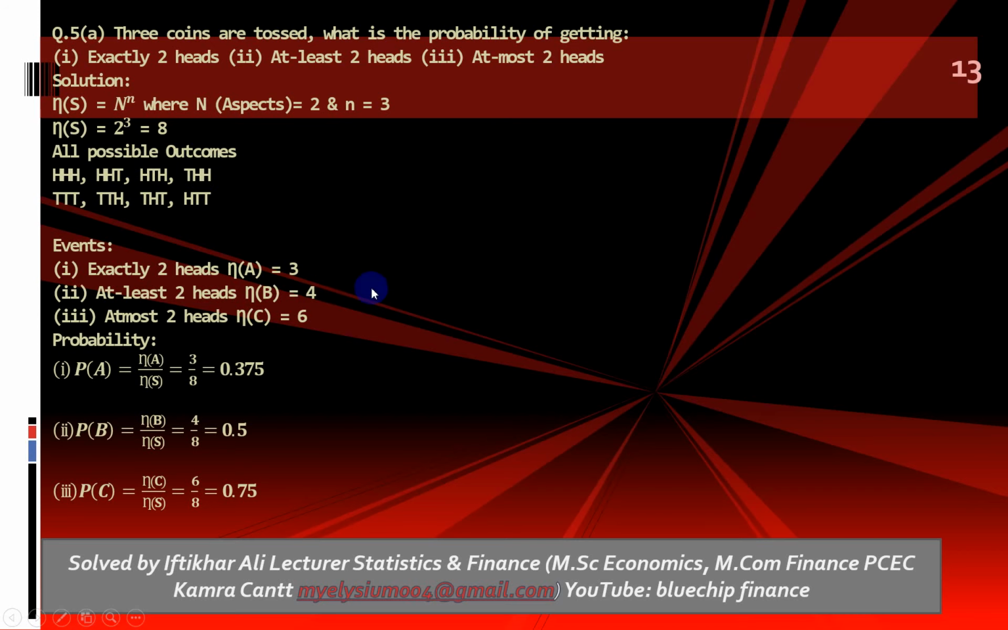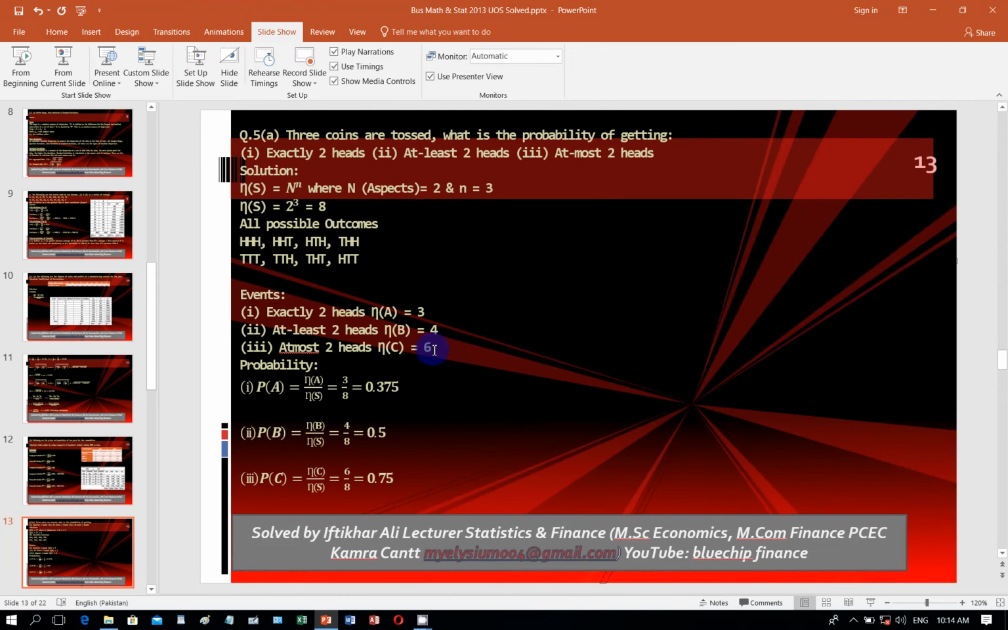And the third one is at most 2 heads. It means maximum 2 heads. So in maximum 2 heads, there may be 1 head, so 1, 2, 3. At most 2 heads, so 0, 1 and 2. So there are 7 possible outcomes. These are not 6; 0 heads must also be counted.